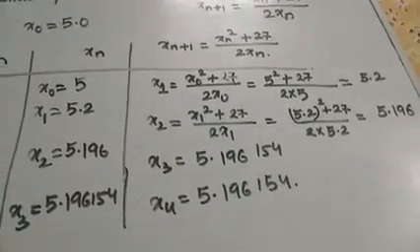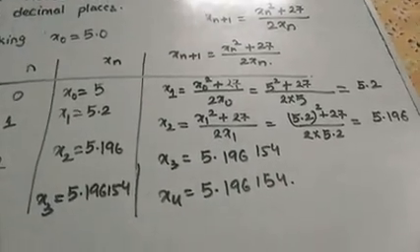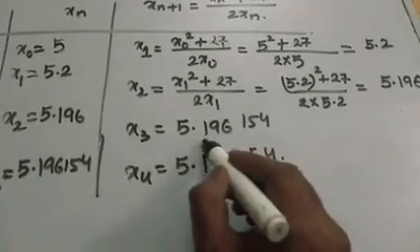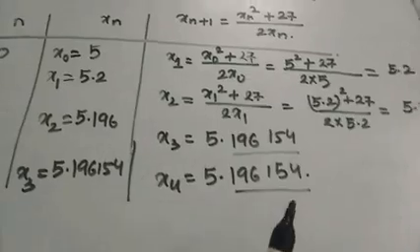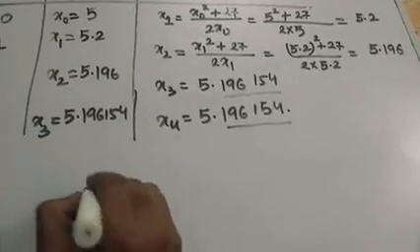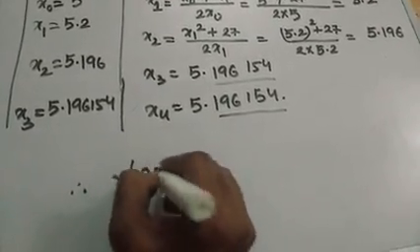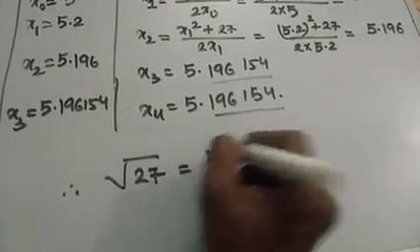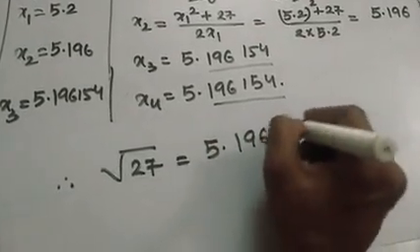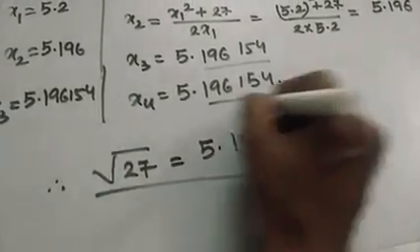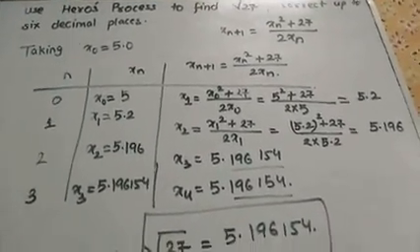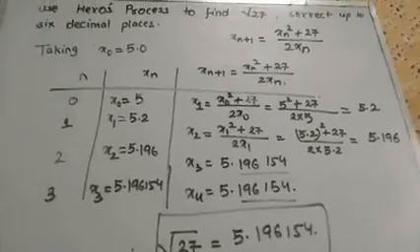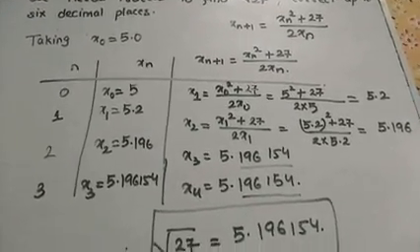5.196154. Okay, now we have to find 6 decimals. See, the 6 decimals are the same, so we will stop here and we'll get our answer. So finally, what is the answer? The square root of 27 is 5.196154. This is your required answer. So clear? Very simple method, very easy method. This is all about Hero's process.